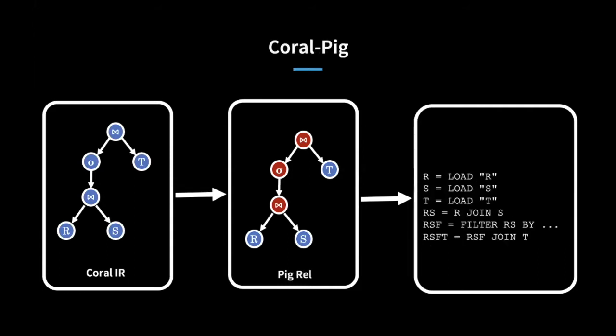Similarly, for other modules, these modules would also convert the Coral IR into an intermediate representation that is suitable for some target execution engine, maybe Pig in this case, and then produce a dialect that is executable natively on the other engine. In this case, it's Pig Latin.